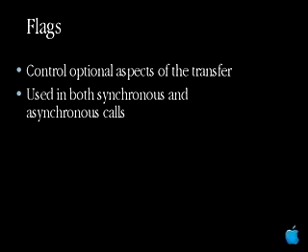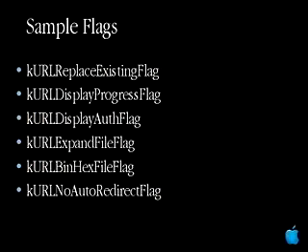So we've talked about flags a lot. Let's get into some detail on those. They do control optional aspects of the transfer, and they are used in both synchronous and asynchronous calls. Here are some sample flags. The replace existing flag basically says if the destination file, be it an upload or a download, exists, then go ahead and replace it. Now, if you don't set this flag, what we do is we create a unique name. We never return a destination exists error. So that's something to keep in mind. The next flag, display progress flag, is how you indicate that you want a progress dialog.